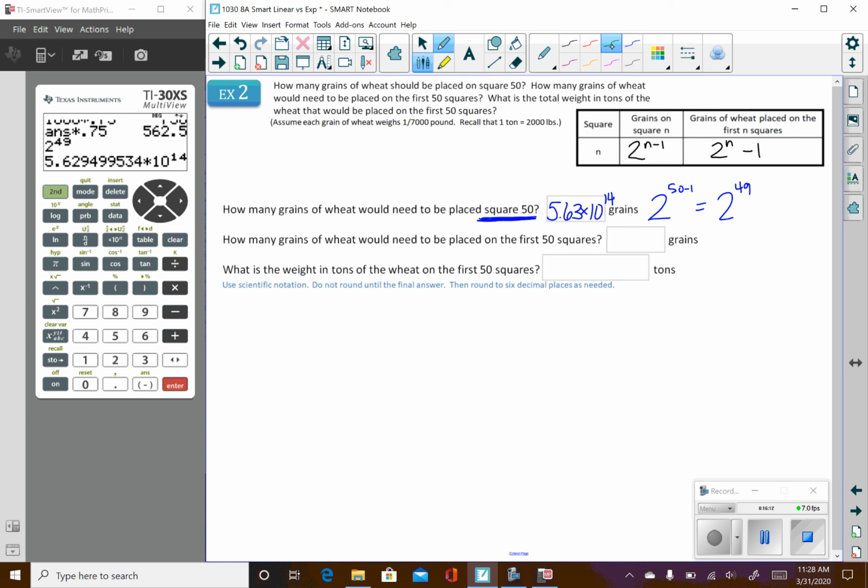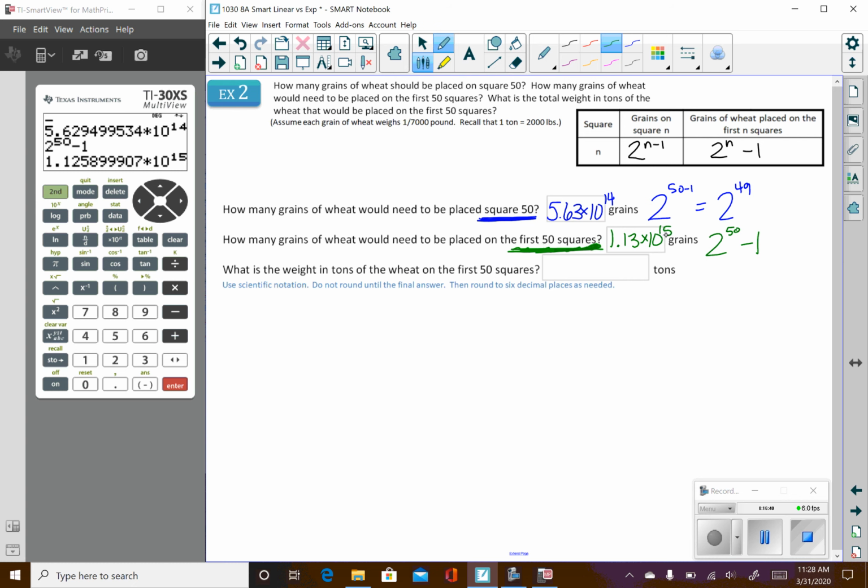This next one is saying how many grains of wheat would be placed on the first 50 squares, and that's plural. That's all of them up to the 50th square. So for this one, we're going to calculate 2 to the 50th power and subtract 1. So make sure you get out of that power when you're doing this one. So 1.13 times 10 to the 15th power.